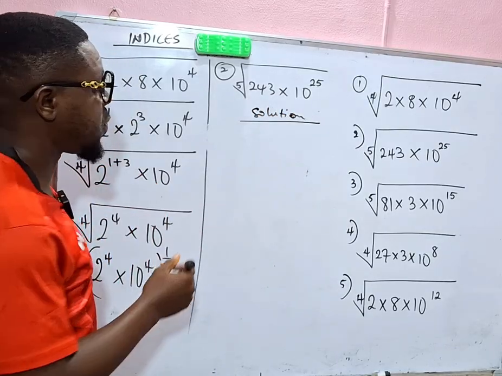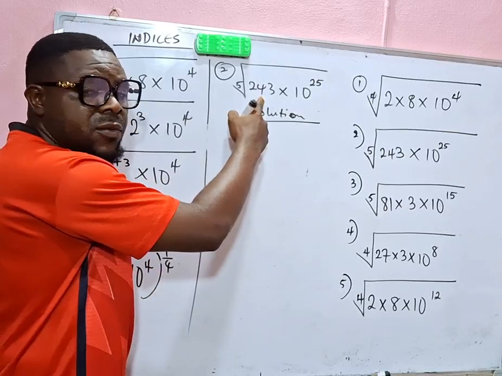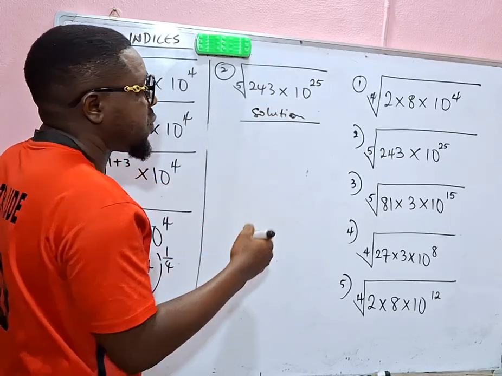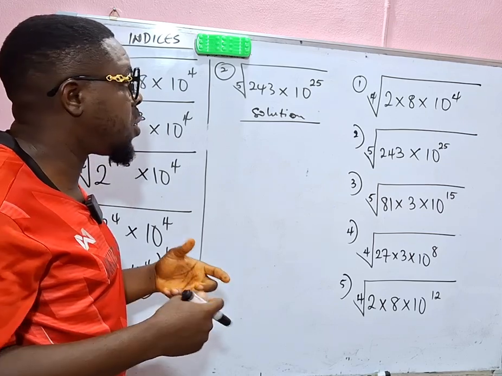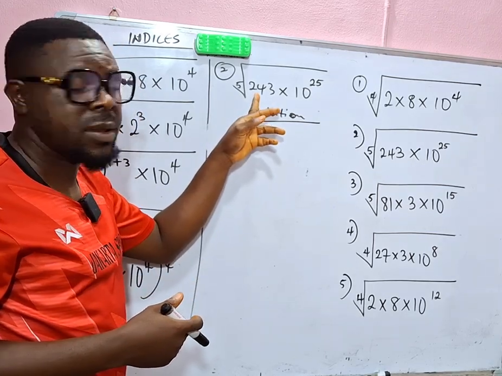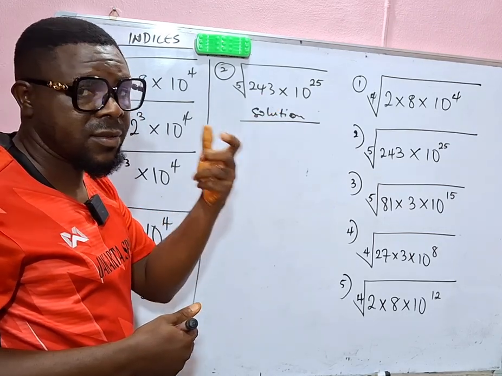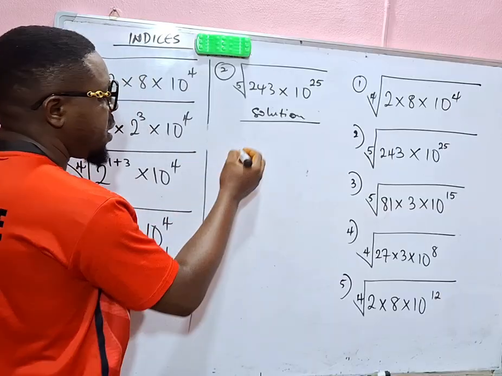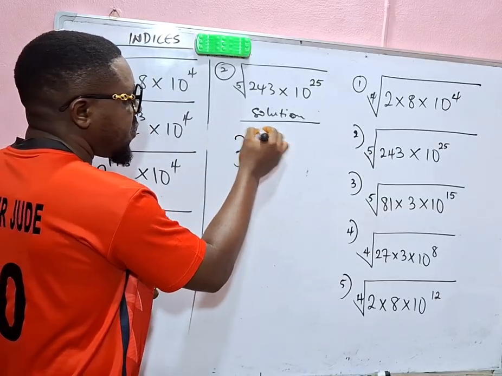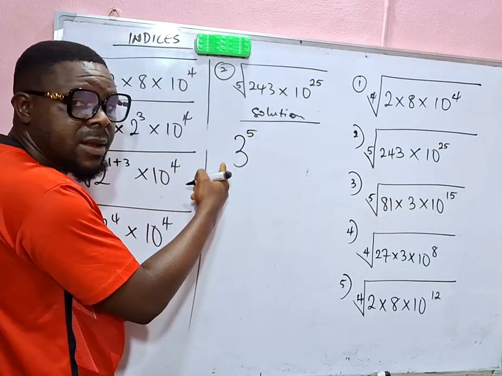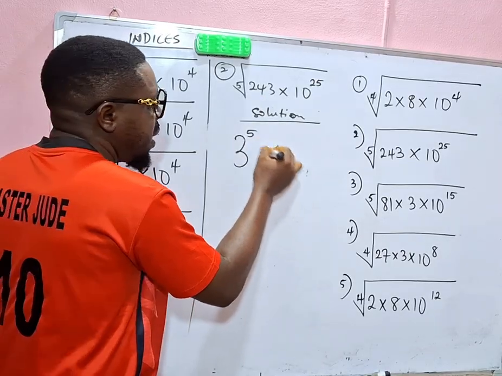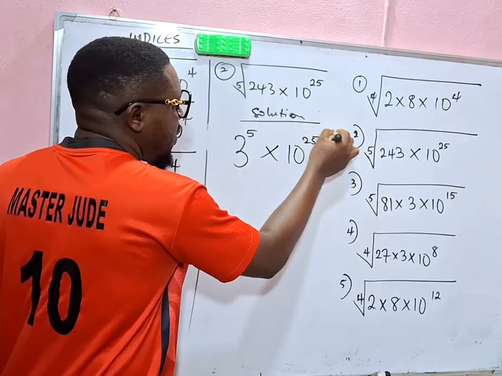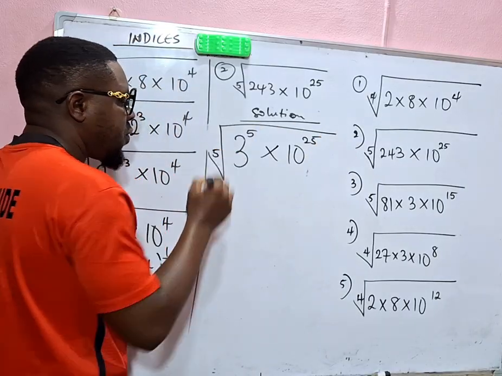Now, look at what I will do to question 2. This is 5th root of 243 times 10 to the power of 25. So I'll look for a number I'll multiply 5 times to give me 243, and that number is 3. Meaning that 3 to the power of 5. If I multiply 3 into 5 places, I'm going to get 243, times 10 to the power of 25.